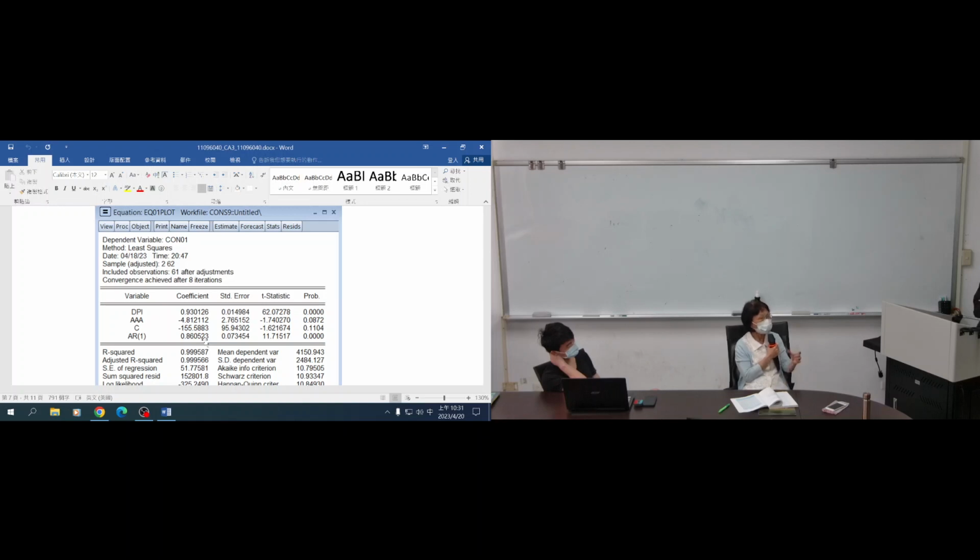Then it turns out to be what we call generalized least squares, which is what we call in this textbook, usually I don't remember this name, the Prais-Winsten method. This is what we say in the book. There are several methods of generalized least squares, and this is one of them.